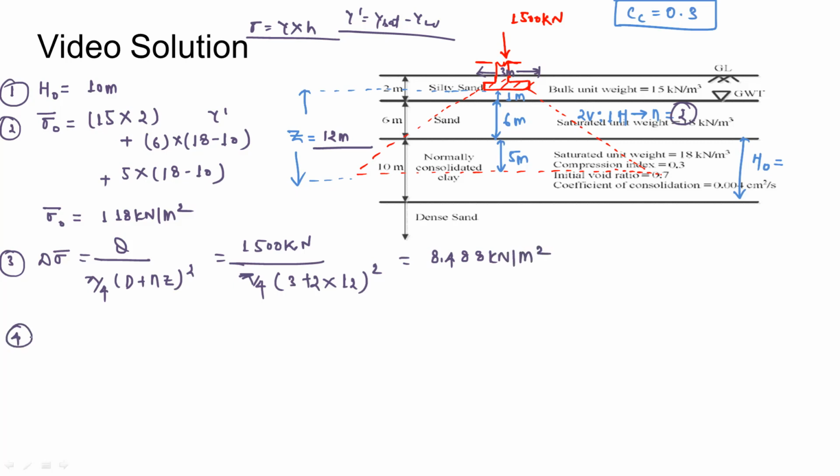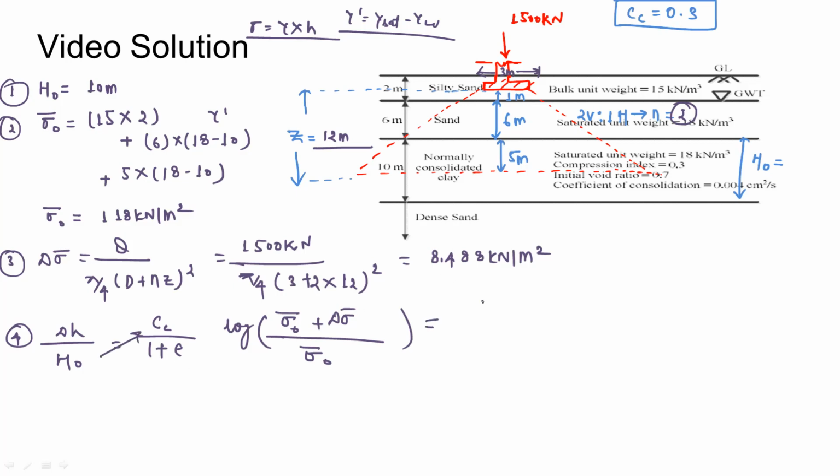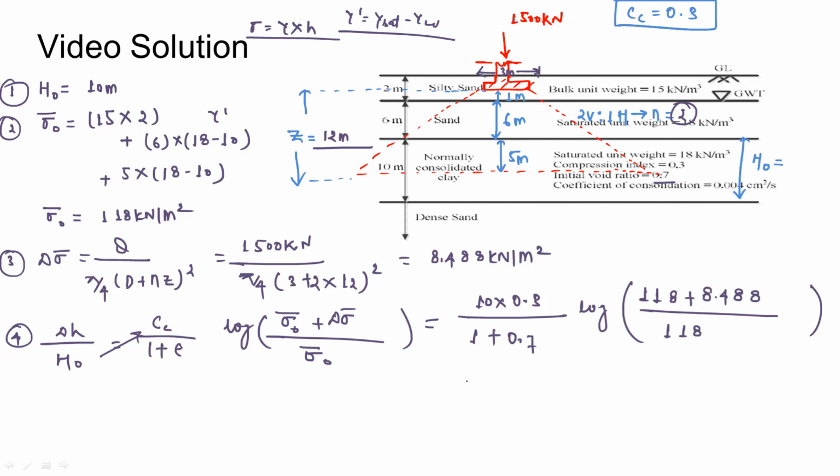Now in the last step, we have to calculate the expected settlement. The formula for which is delta H upon H0 equals Cc divided by 1 plus e0 into log of (sigma 0 plus delta sigma) divided by sigma 0. Now if you put the values, H0 is 10 meters, so delta H equals 10 into 0.3 divided by 1 plus the initial void ratio 0.7, into log of (118 plus 8.488) divided by 118.